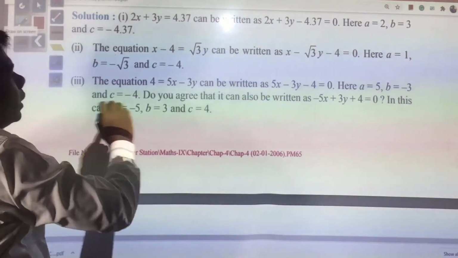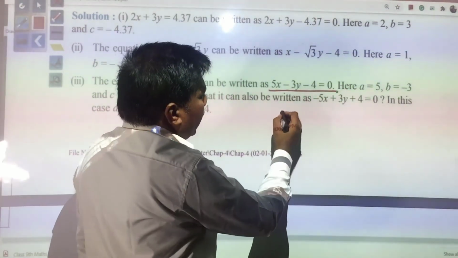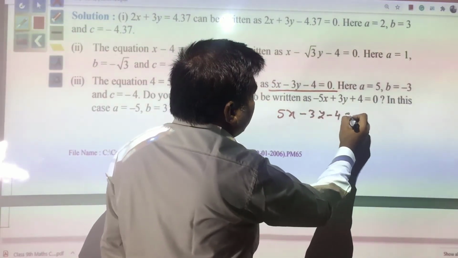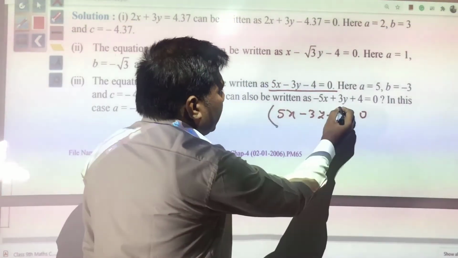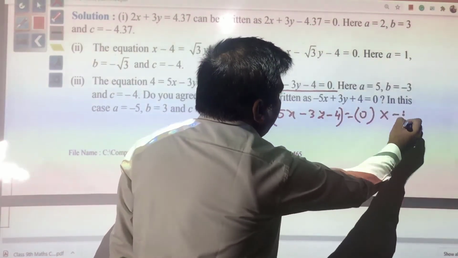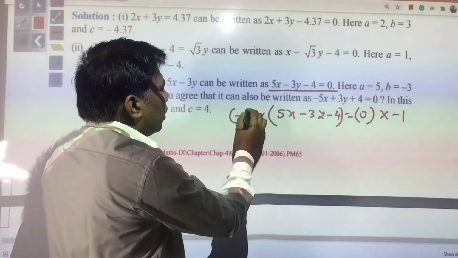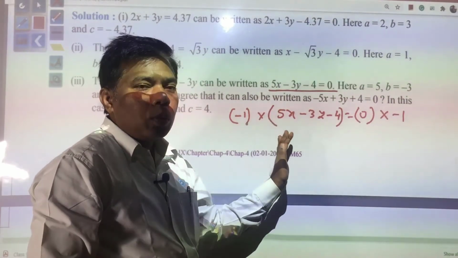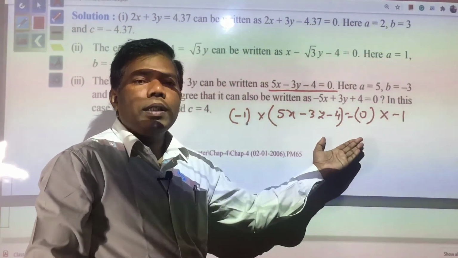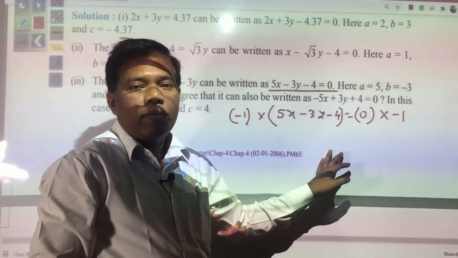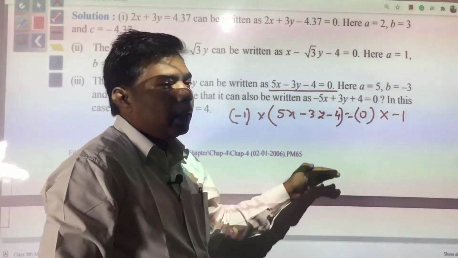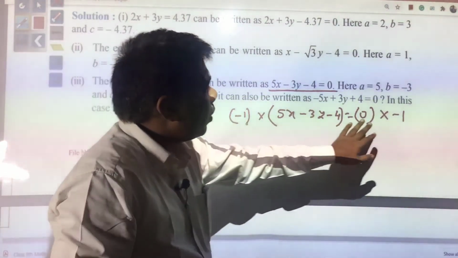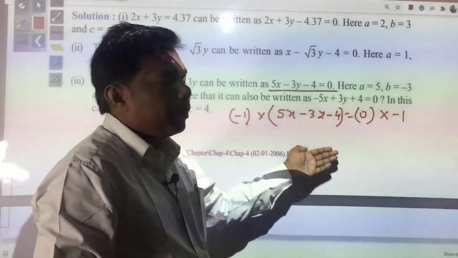This equation also can be written as, suppose you have 5x minus 3y minus 4 is equal to 0. If you are multiplying both sides by minus 1, what will you get? Because what we had seen, if you are adding to or subtracting from both sides by the same number, it will not be affected, or if you are multiplying or dividing both sides by the same number, again it will not be affected. So, if both sides are multiplied by minus 1, it must not be affected.